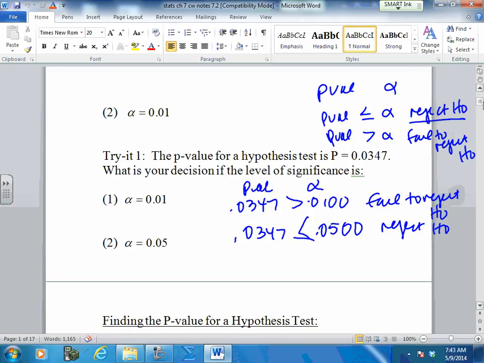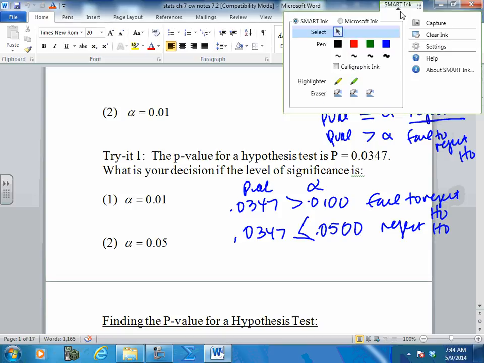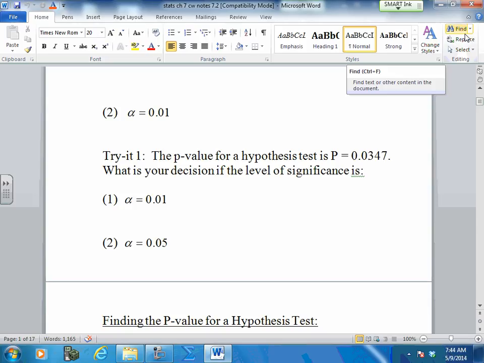But I will also give you that chart. I told you to write that on your chart from yesterday. I'll give you that, so I don't need you to necessarily memorize it. Now, we're going to see where these p-values come from.